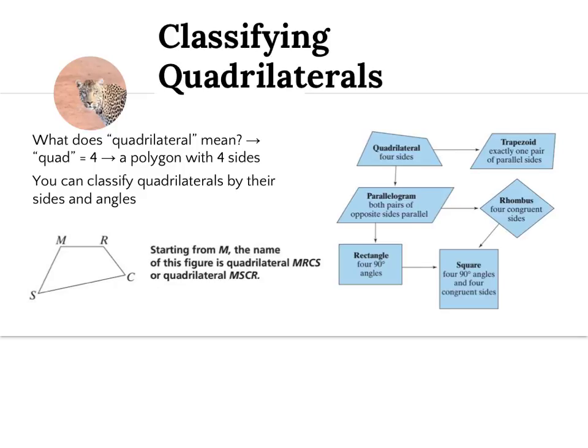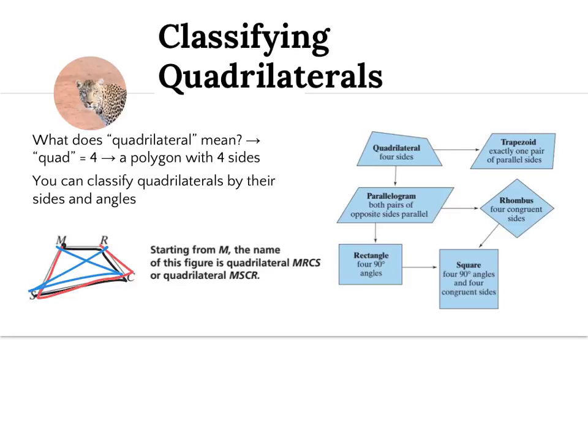Remember that when we are classifying quadrilaterals and naming them, for example, if we're looking at this one right here, we're starting at M, and we can either name it MRCS or we're going to go MSCR. But either way, there has to be order. We can't just go M to C to S to R when naming.